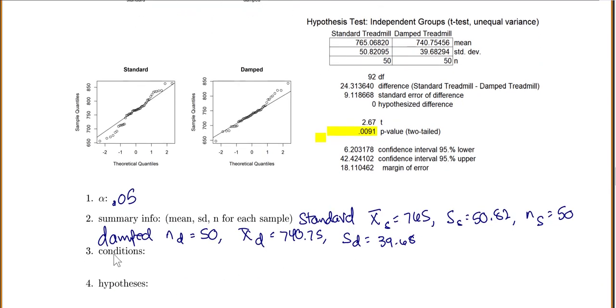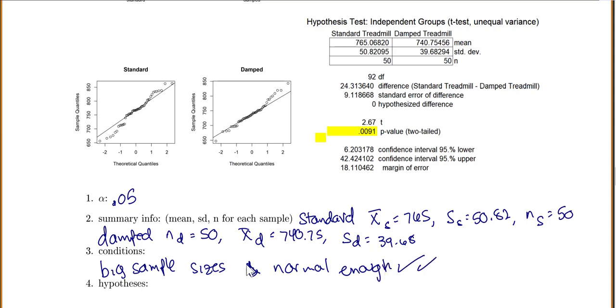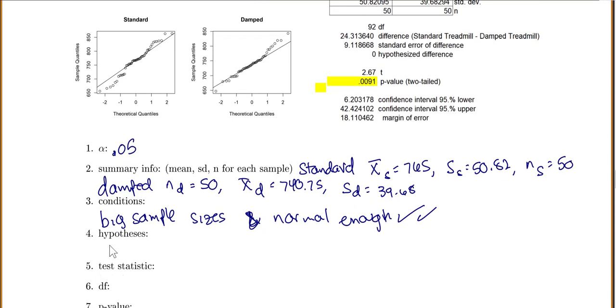Okay, my conditions have to be normal or big sample sizes. These are actually both big sample sizes, and normal enough. You only need one of them, so we're doubly good here. Then you need your hypotheses.